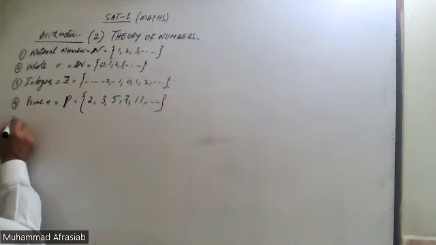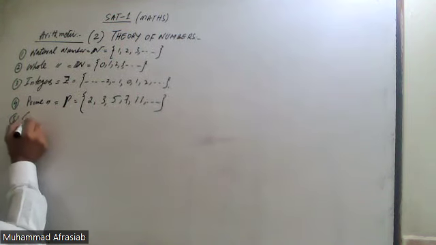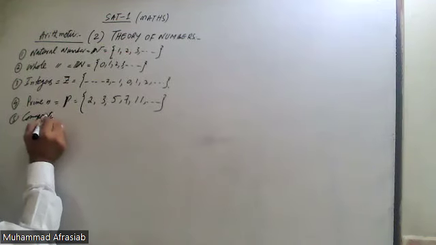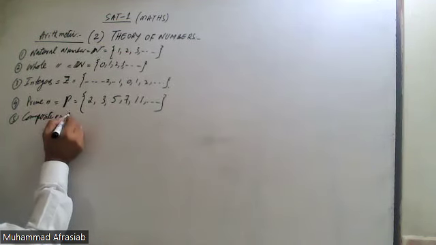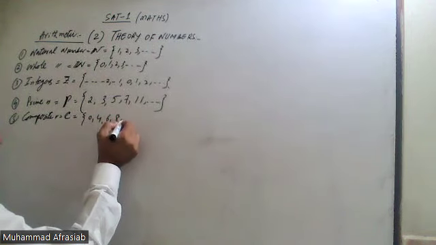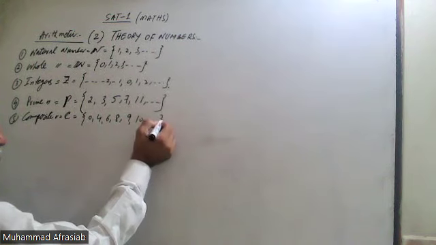Then the opposite to this prime number is known as to be called composite numbers, which is denoted by C, and that is equal to 4, 6, 8, 9, 10, and so on, which has more than two divisors.